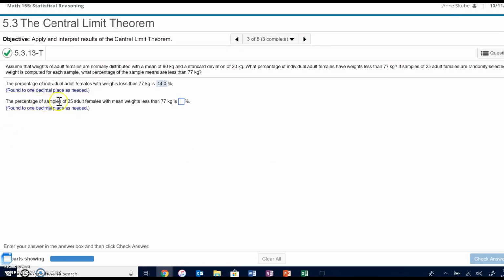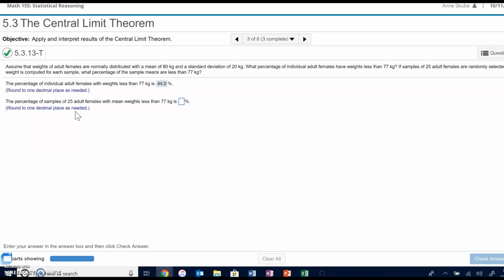The percentage of samples of 25 adult females with mean weights less than 77 kilograms is. Now we have a different sort of question here. We want to know the percentage of samples. So the first thing we need to do is find the standard deviation of our sample means. And we have a sample of 25. So let's figure that out.